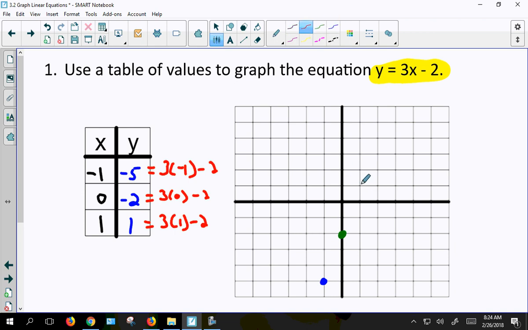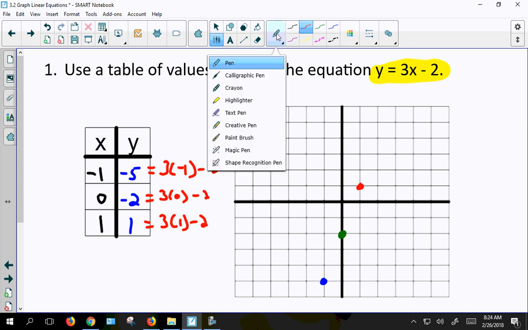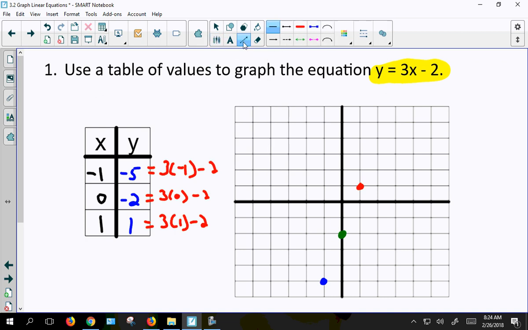And I graph. This is my line. So then I'm going to get me a straight line here so I can make this line look straight. And I'm going to connect my dots. You have to connect my dots. And then I'm going to put arrows on the end of my line. Now, my line isn't very straight.